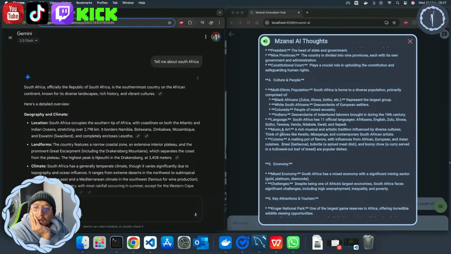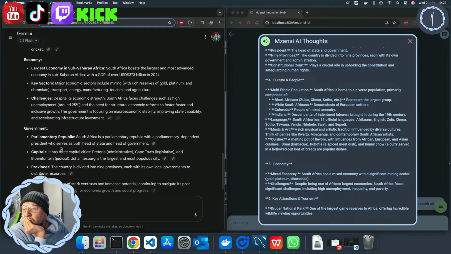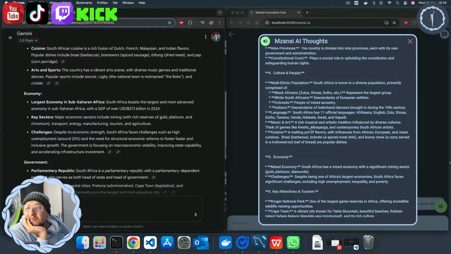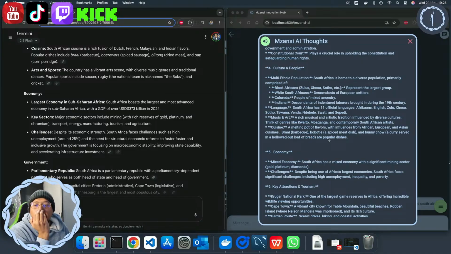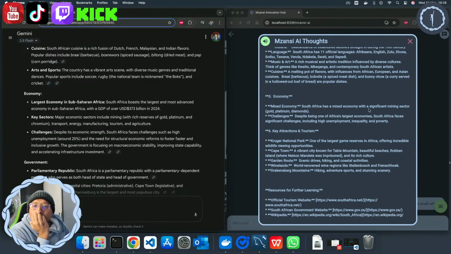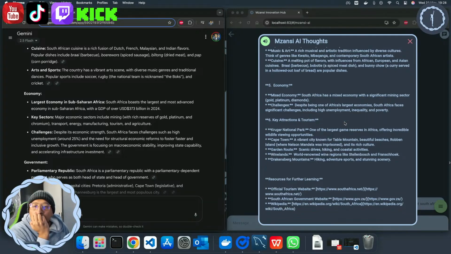Music and art. A rich musical and artistic tradition influenced by diverse cultures. Think of genres like Kwaito, Makanda, and contemporary South African artists. Cuisine, a melting pot of flavors, with influences from African, European, and Asian cuisines. Braai, barbecue, bobotie, a spiced meat dish, and bunny chow, a curry served in a hollowed-out loaf of bread, are popular dishes. 5. Economy. Mixed economy. South Africa has a mixed economy with a significant mining sector. Gold, platinum, diamonds. Challenges. Despite being one of Africa's largest economies, South Africa faces significant challenges, including high unemployment, inequality, and poverty. 6. Key attractions and tourism.